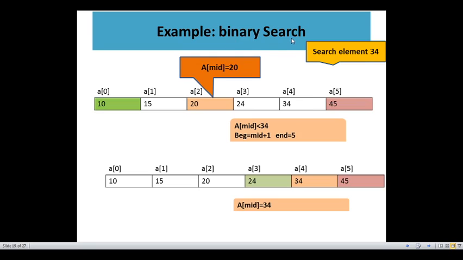But when we use binary search, let's see how many comparisons are required. Here is your first element, the beginning, and here is your last element, the end. The first element is 10, the last is 45. The first element location is 0, the last element location is 5. We add these. How to find the mid? Beginning plus end divided by 2. So 5 by 2 is 2.